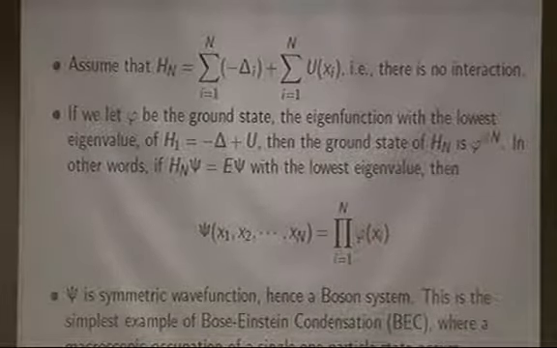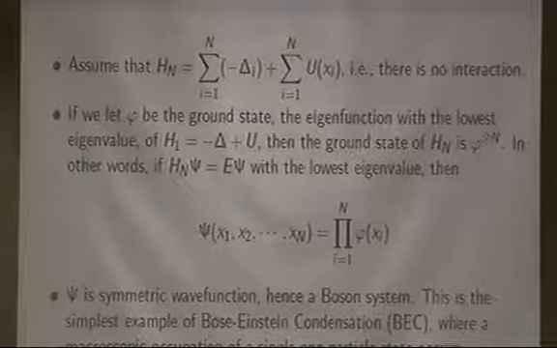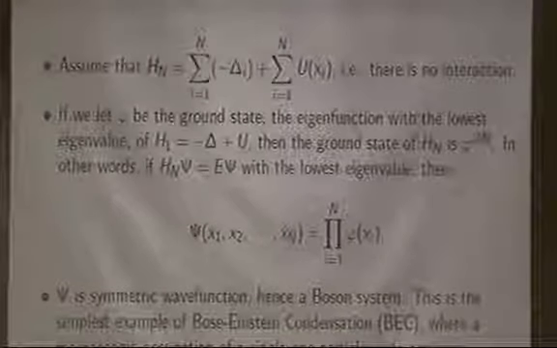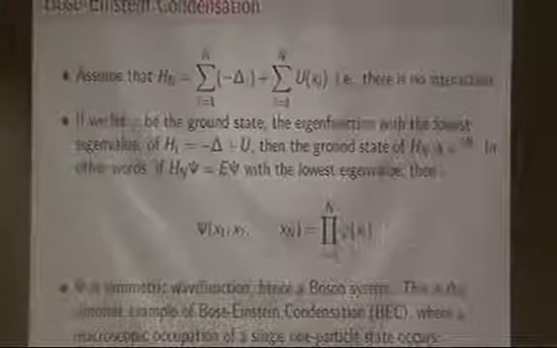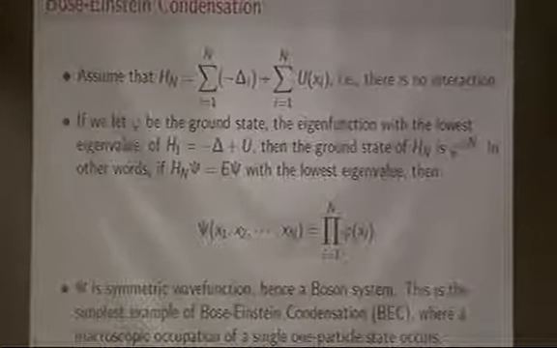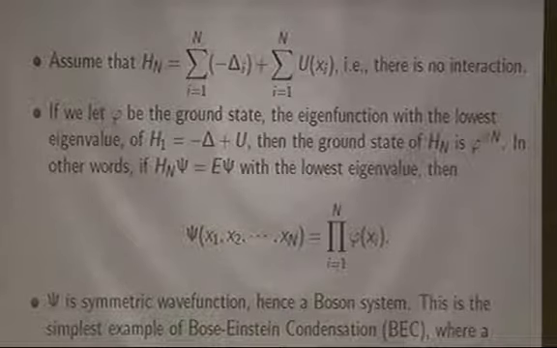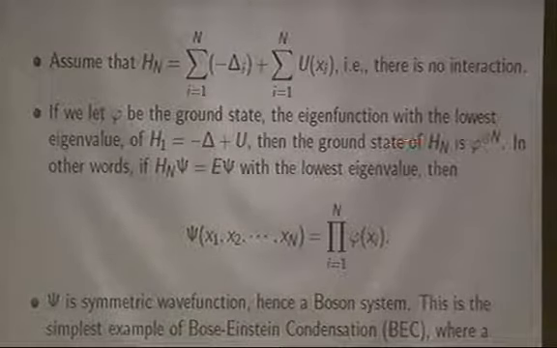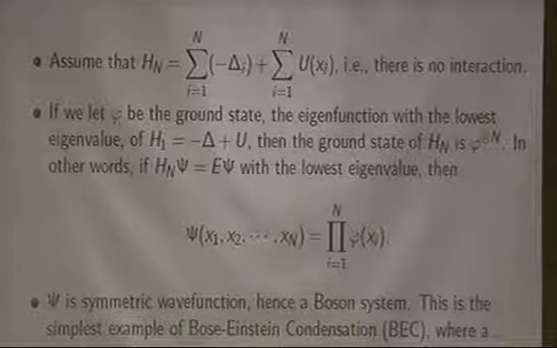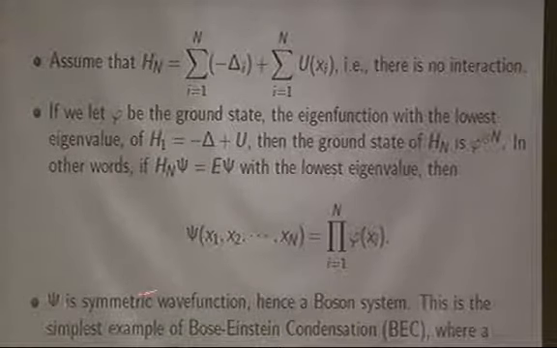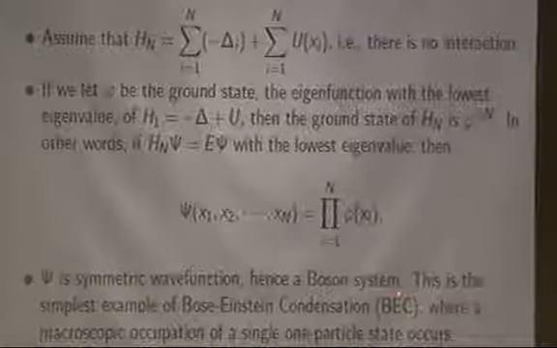Okay, but then, well, we had two different cases. One is symmetric, and the other was antisymmetric. If you have this type of function, product functions, then it always is a symmetric function. So, well, this ground state can only happen for bosons, the Bose systems. And psi is a symmetric function, hence the boson system.